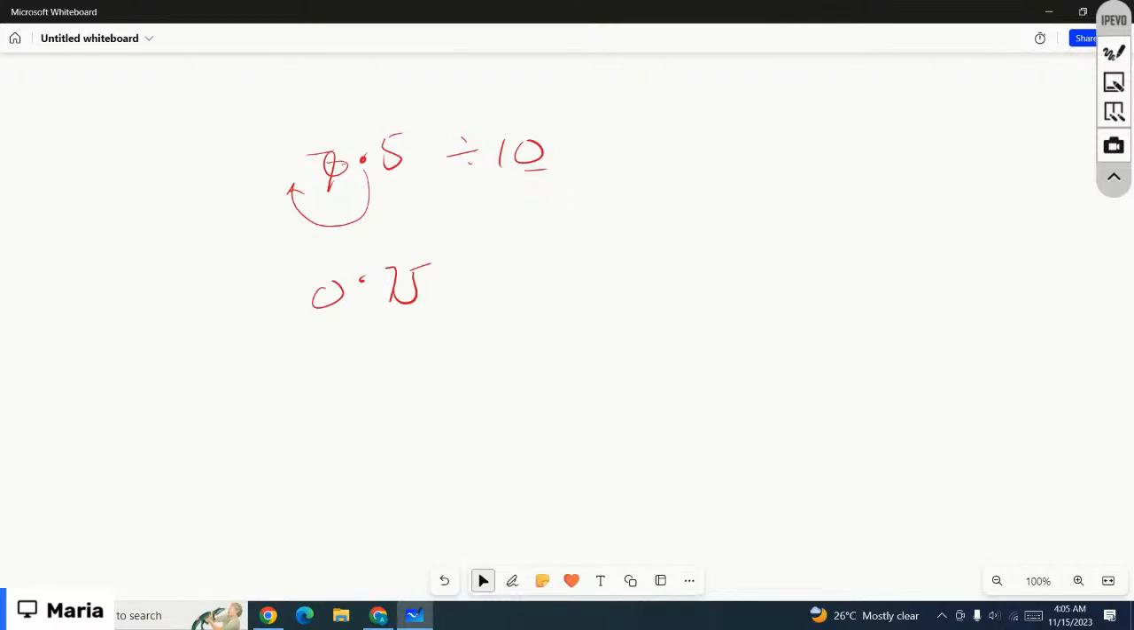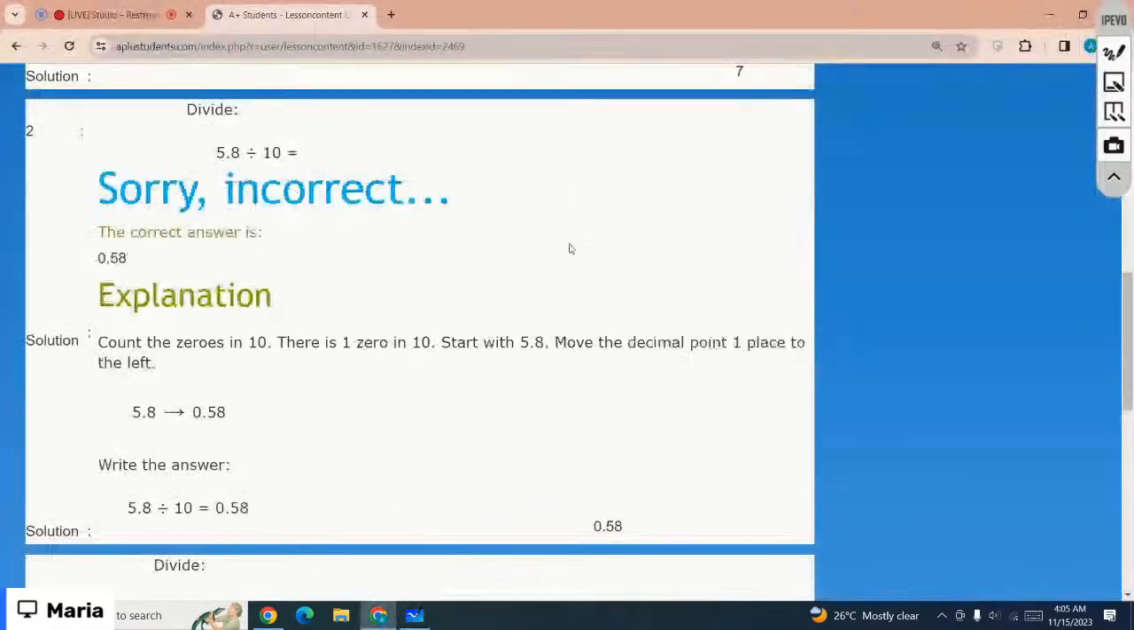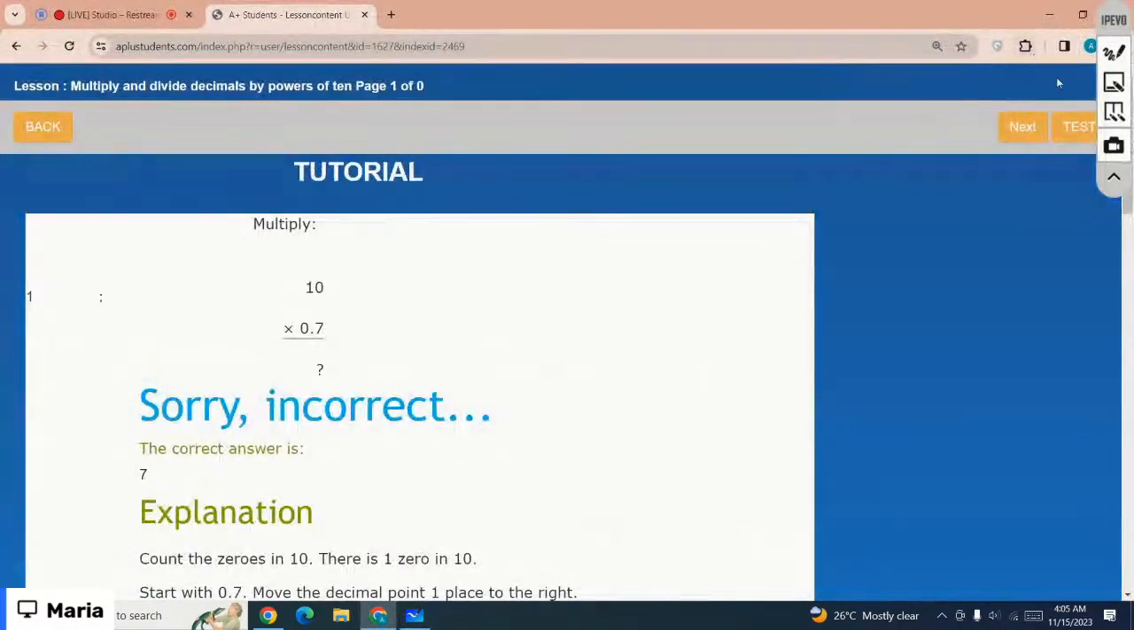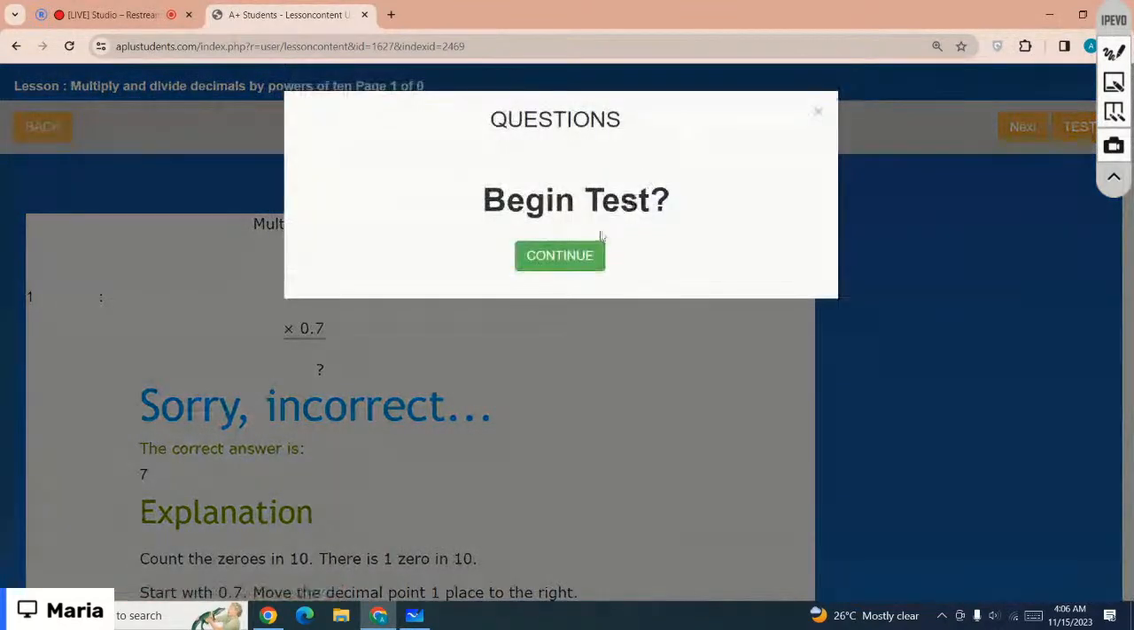Okay, let's just start with the practice questions. So here I am on the lesson multiply and divide decimals by powers of 10. Let's just start with the test questions.